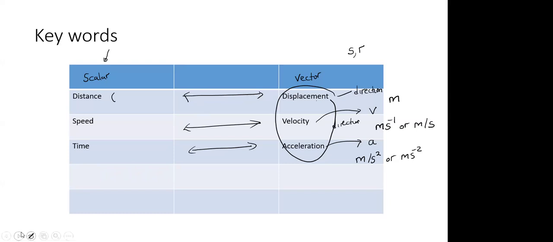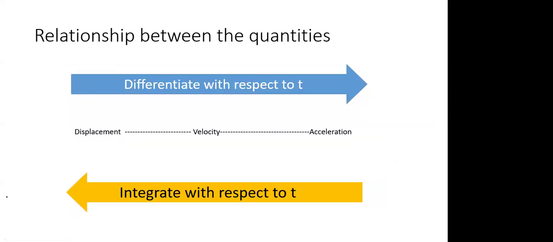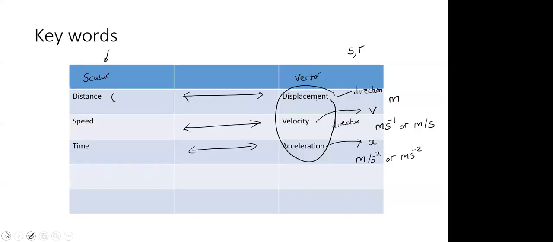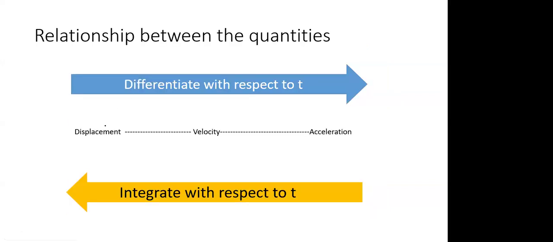Now, what do we need to know? This is the most important relation I want you to know. But before we reach there, I've told you displacement we denote with S, sometimes R. Velocity we denote by V, and acceleration we denote by A.